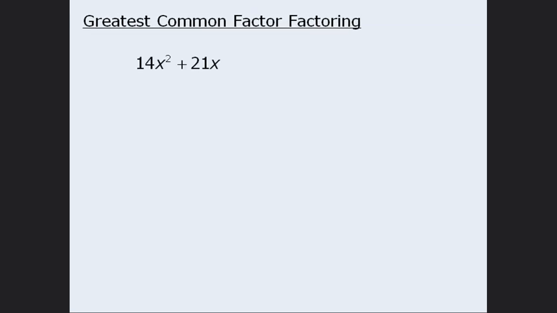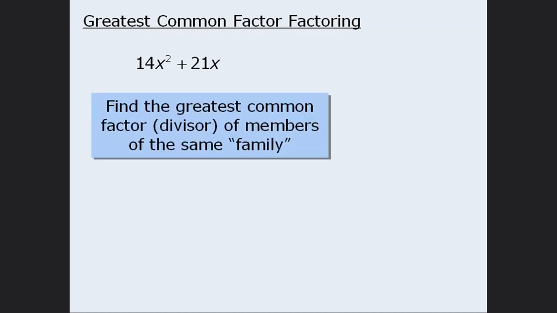Here's how it works. We first want to find the greatest common factor, or greatest common divisor, of all of the terms in an expression. To do this, we will examine members of the same family. So beginning with the coefficients, we have 14 and 21, and here the greatest common factor is 7.